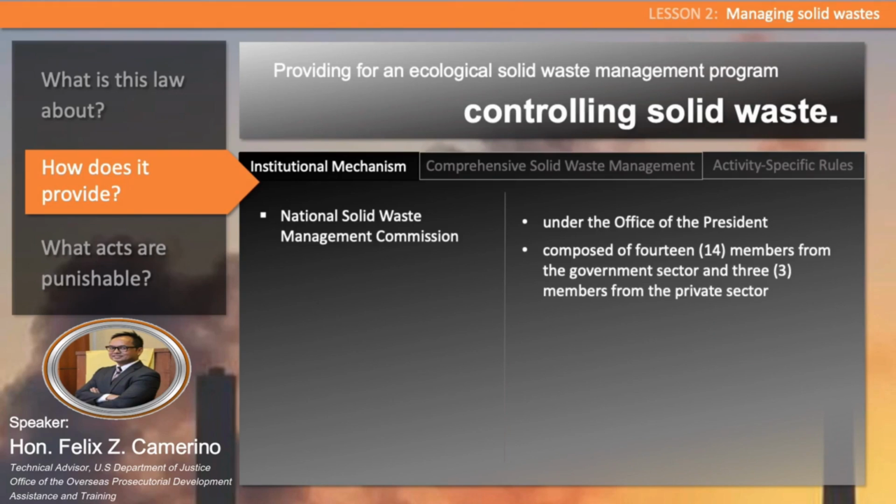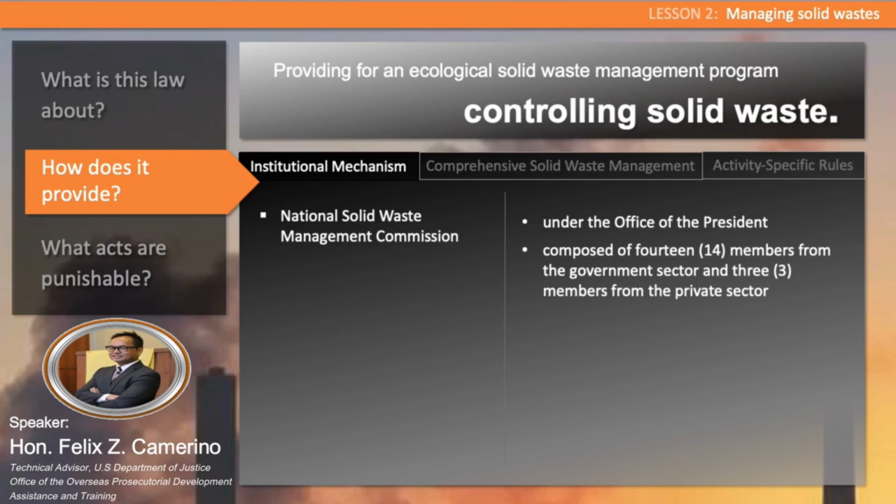Okay, on the private sector side, there's a representative from the NGO, the non-government organization. And the principal purpose of that NGO is to promote recycling and the protection of air and water quality. Okay, there are also representatives from the recycling industry and the manufacturing or packaging industry. Okay, so that kind of gives you an idea of how this commission is organized.